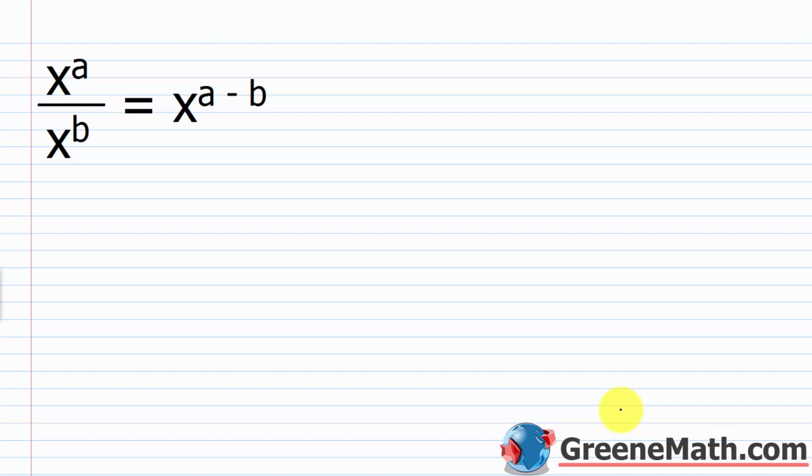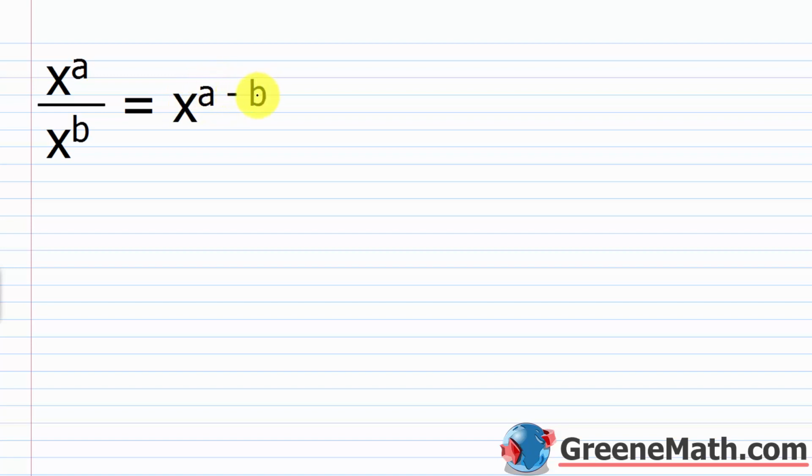When we looked at the product rule for exponents, it didn't matter how you add it because addition is irrelevant, right? The commutative property tells me if I add 2 plus 3 or 3 plus 2, I get the same result. Subtraction is not commutative, so you got to make sure you do this in the right order. So if I have something like x to the power of a over x to the power of b, this is equal to x raised to the power of a minus b.